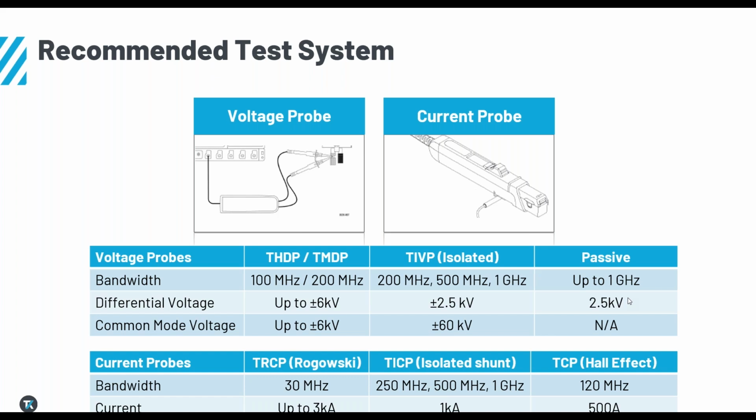A point on the isolated probes, when you're debugging some problems that could potentially be due to ground loop, ground bounce, etc., the isolated probes have true galvanic isolation. On our voltage probe here, it uses optical isolation. And I'm going to talk about current probes here. This is another isolated probe, which has RF true galvanic isolation. And so an option for current probes would be a Rogowski. We have them up to 30 megahertz. We have a new TICP, which is an isolated current shunt probe up to 1 gigahertz, and then our TCP up to 120 megahertz.